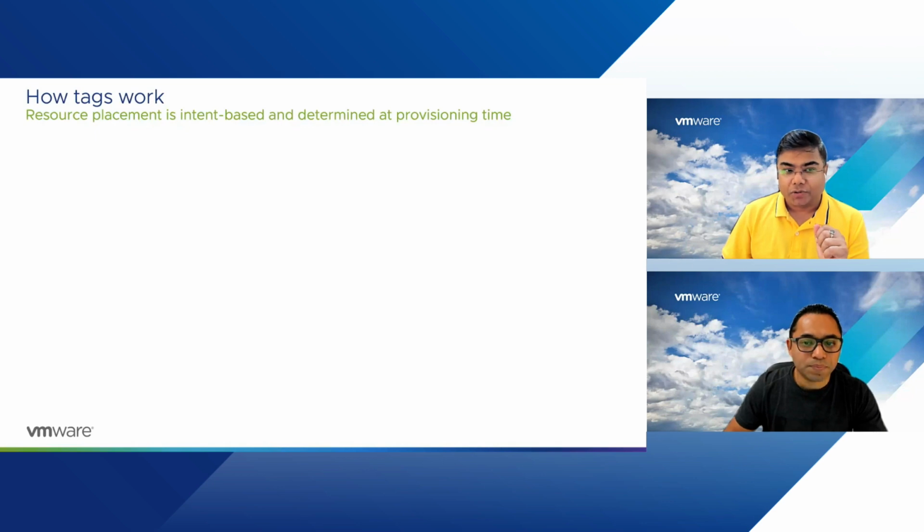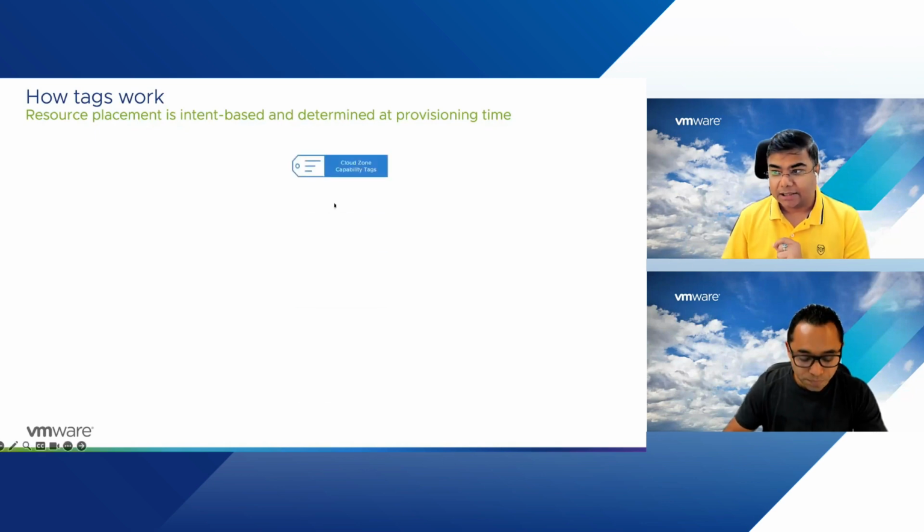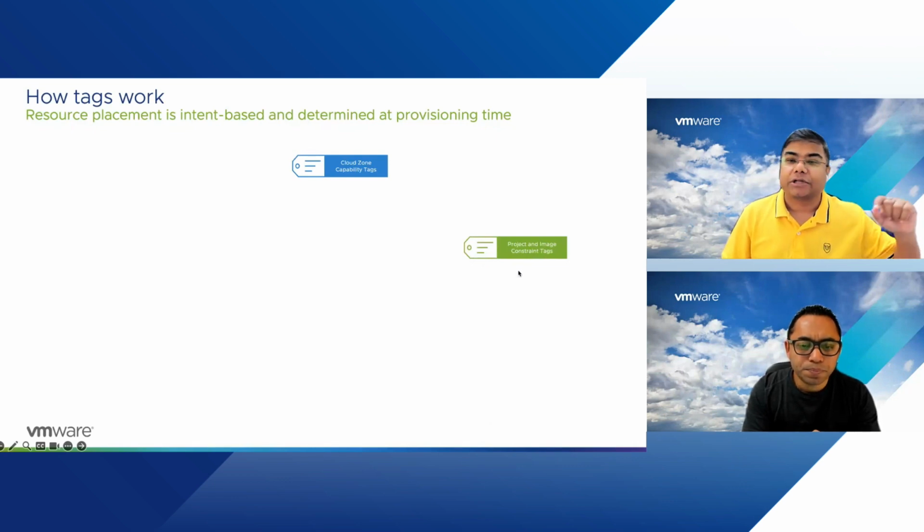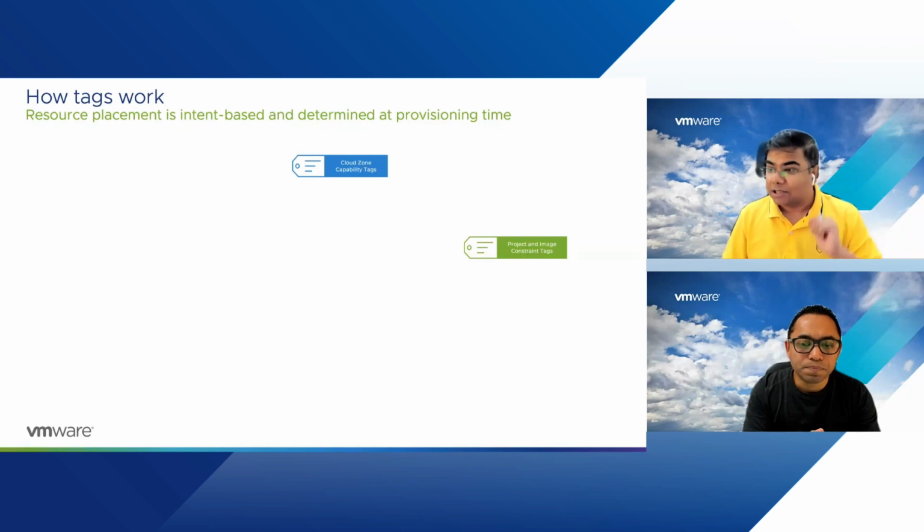So you have cloud zones where we define the capability tags, because you have the compute, you have the memory everywhere there. So these are your capabilities. So you define a tag in cloud zone, which is capability. And then you have projects and images where you have the constraint tags. That means this project can only deploy to this cloud zone. That's why it's constrained, because you're saying that it cannot go anywhere else. Whereas in cloud zone, you're saying, I have this cluster, so you have this capability to deploy. So that's why it's capability and constraint.